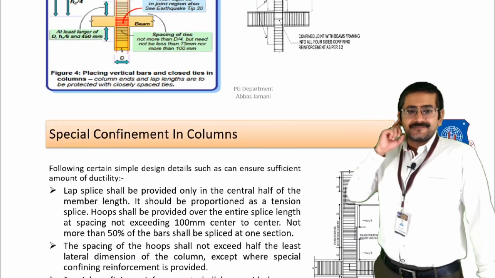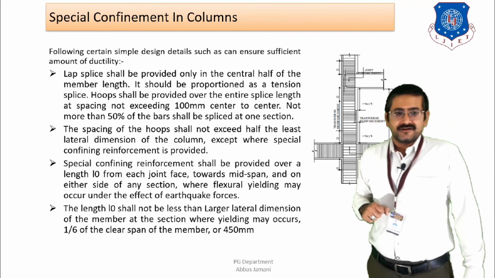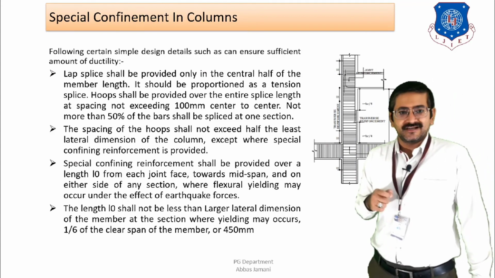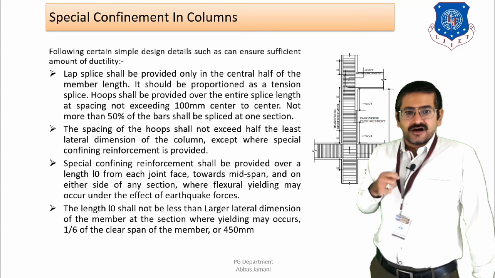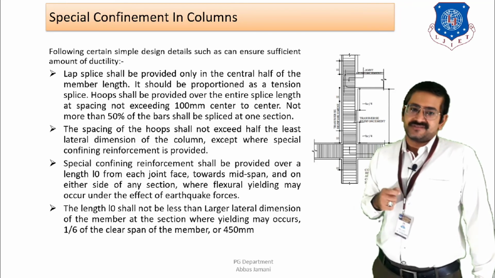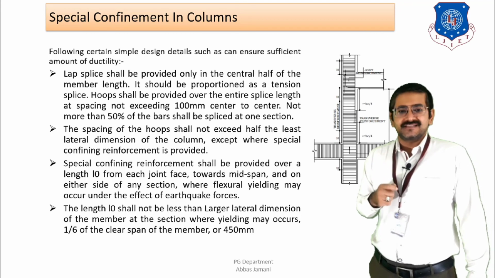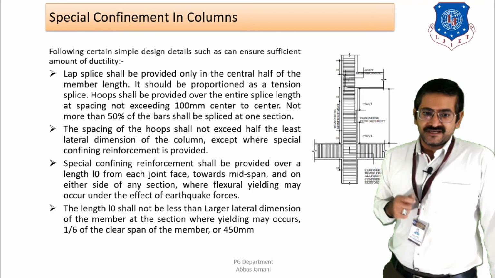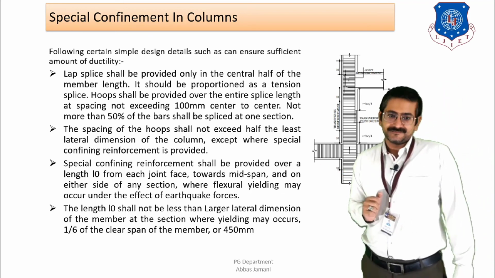The same thing is being explained here by means of the paragraphs taken from IS 13920. That is, the lap splice should be provided in the center region. Each should be proportioned as a tension splice, and hence the hoops should be provided over the entire length at a spacing not exceeding 100 mm center to center. That is, the spacing of hoops should not exceed half the least lateral dimension, except where the special confinement reinforcement is provided. That also we have seen, and the length of L0 should be selected accordingly. That also we have seen in the figure.